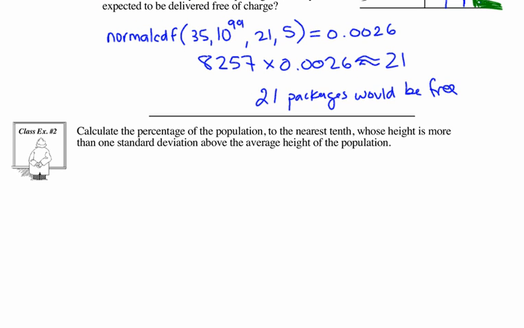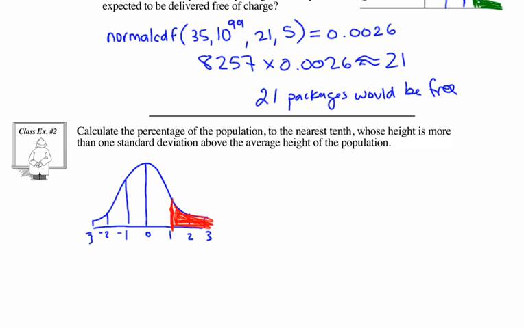Let's look at another example. Calculate the percentage of the population, to the nearest tenth, whose height is more than 1 standard deviation above the average height of the population. So let's draw this out. Always draw your graph. So 0, 1, 2, 3, -1, -2, -3. More than 1 standard deviation above would be a z-score of 1 all the way to infinity.